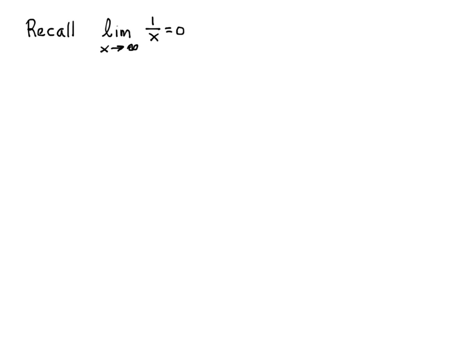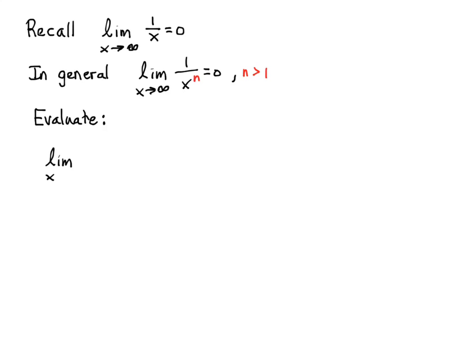Okay, so let's go back to this concept where the limit of 1 over x is going to be 0 as x goes to infinity. We can generalize this: if we have 1 over x to the n, where n is any number greater than 1, it's going to go to 0. We saw that with 1 over x, 1 over x squared, and any higher degree, 1 over x cubed, 1 over x to the fourth, all those things will go to 0. And so we can use that to evaluate limits.